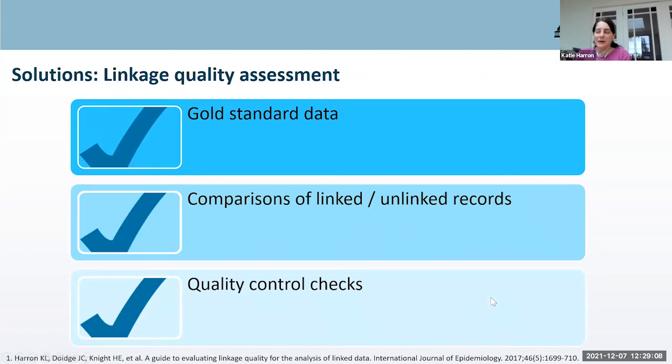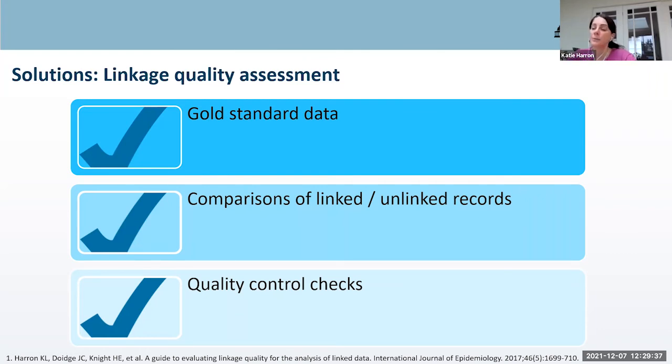So what can we do about this problem? There are a number of ways we can think about evaluating linkage quality. So first, we can look to gold standard data. So this might be a subset of the data for which high quality identifiers are available, or that we can do some sort of additional tracing on. Or it might be in the form of positive or negative controls, where we know that a subset of our records definitely should link or definitely shouldn't link.